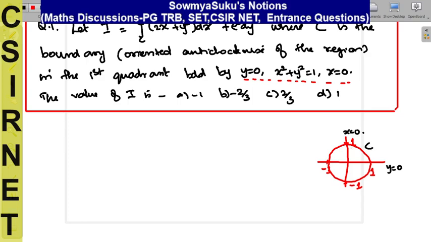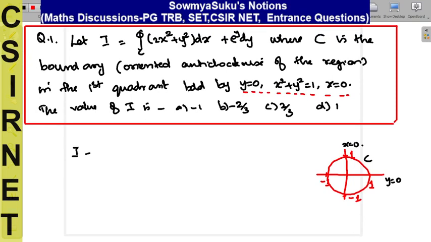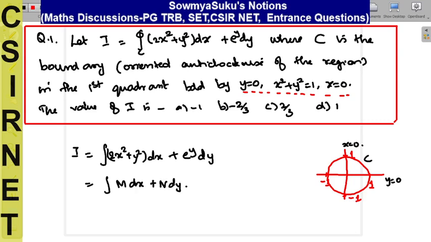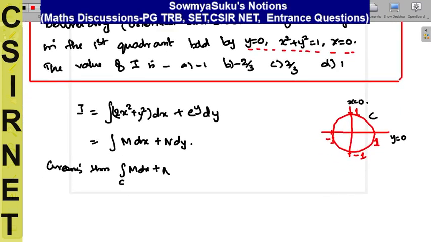Now we have to see this integral, I equal to the integral of (2x² + y²) dx + e^y dy. It looks like the integral of m dx plus n dy. So we know by Green's theorem, the integral over C of m dx plus n dy is equal to the double integral over the surface of (∂n/∂x minus ∂m/∂y) dx dy.